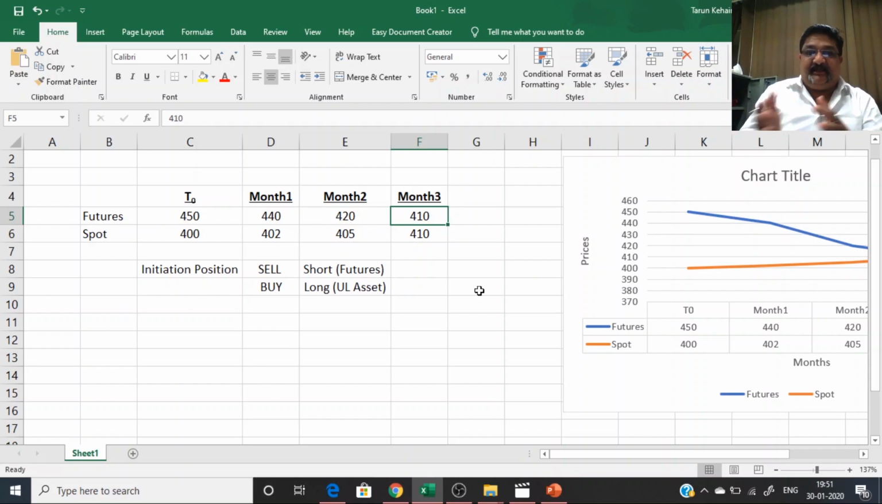Now let's say he does not want to go for delivery of the asset. So what he is going to do is take an equivalent opposite trade to nullify the first trade. Let me plot this down for you. If he takes an opposite trade, he is going to buy because his initial position was sell. So he will buy the futures, and when I say buy, he will spend.